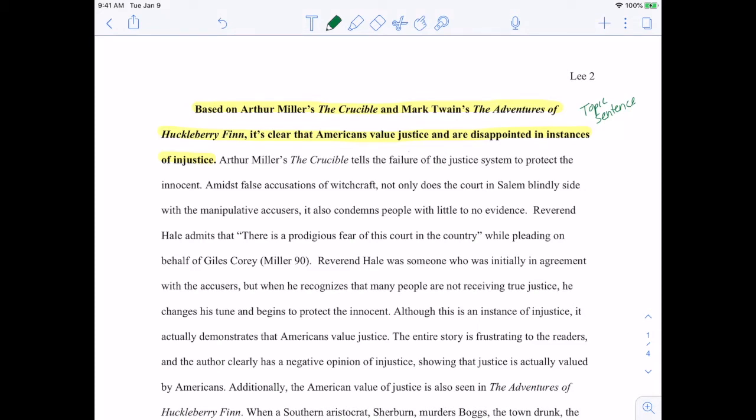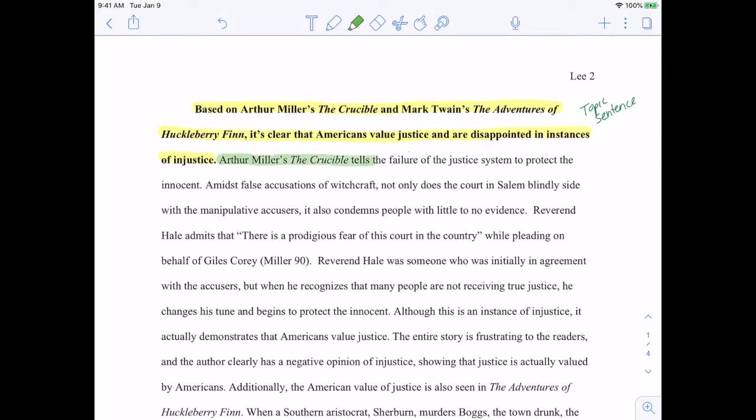And so what the topic sentence does is tells us what the rest of the paragraph is going to be about. So based on this topic sentence, I can tell already that this paragraph is going to be about how Americans value justice and are disappointed in instances of injustice. Okay, so we started with our topic sentence. The next thing we're going to see is context, and so I'm going to highlight some as I read.